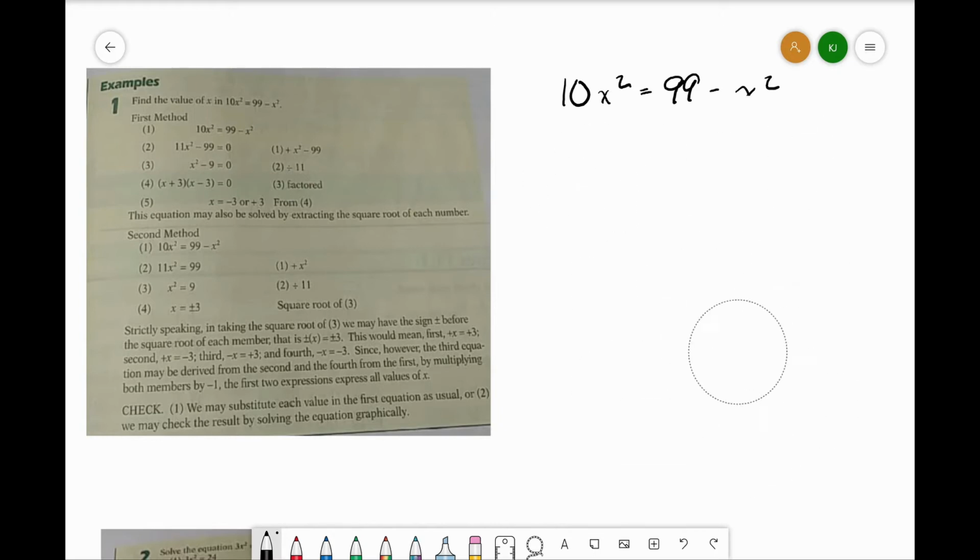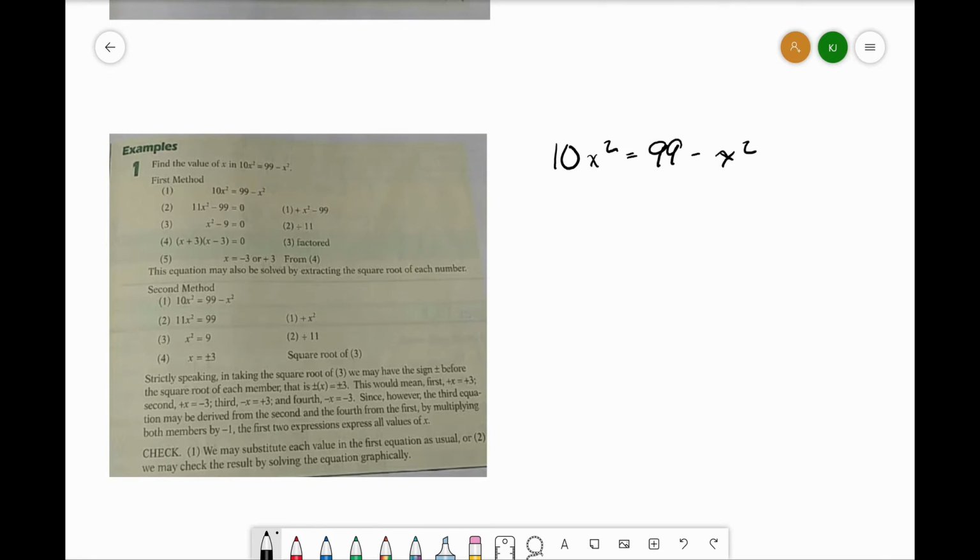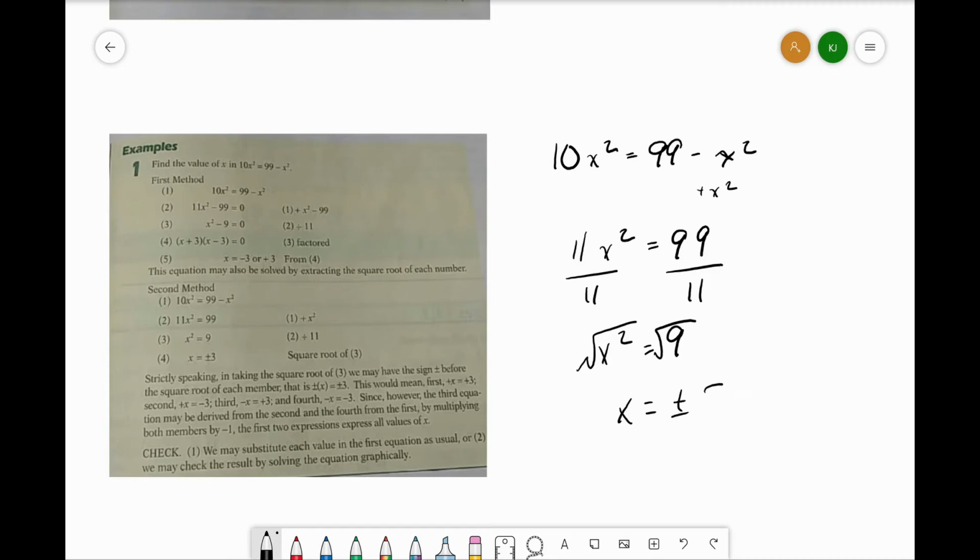Method 2 extracts the square root. It's going to start off the same way, adding x squared to both sides, leaving us with 11x squared equals 99. From there, we're going to divide both sides by 11, leaving us with x squared equals 9. Then we square root both sides, so that x equals positive or negative 3. Like I said, there are two different ways of solving these. We use whichever one is more comfortable for you, and whichever one you're more likely to use when pressured on the test.